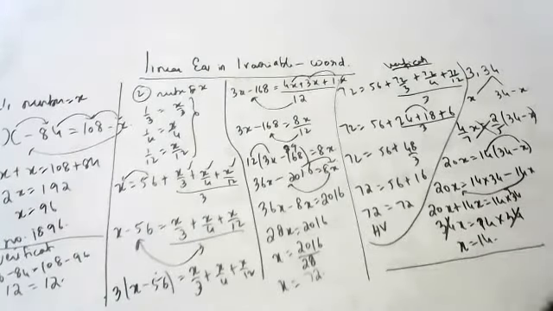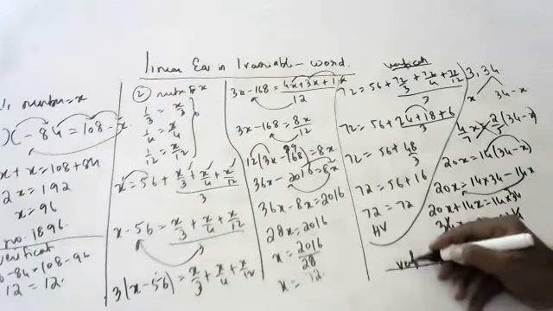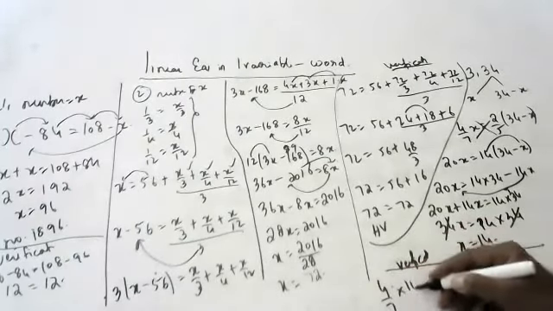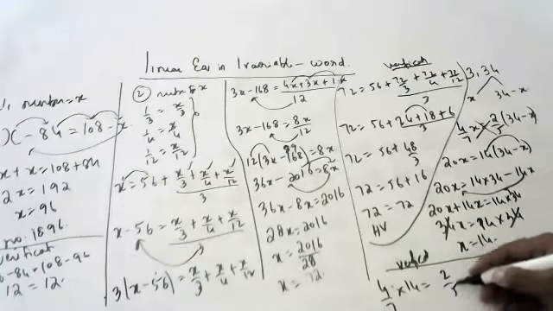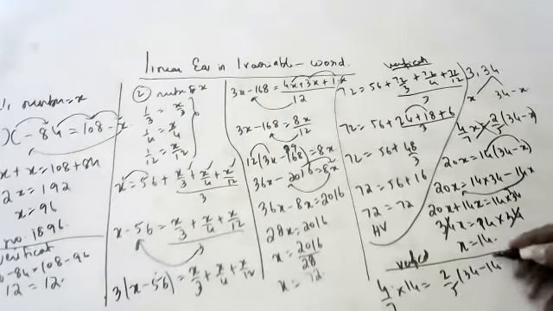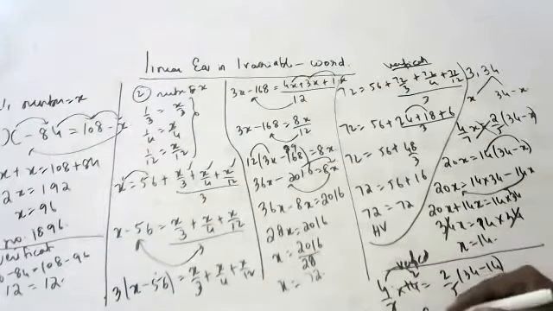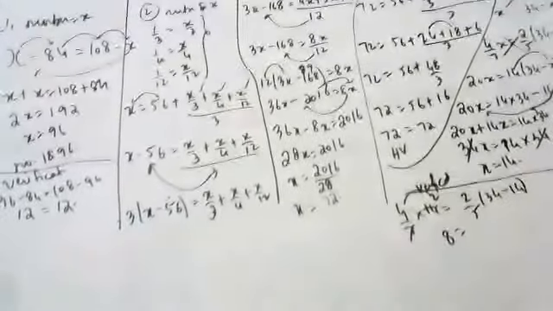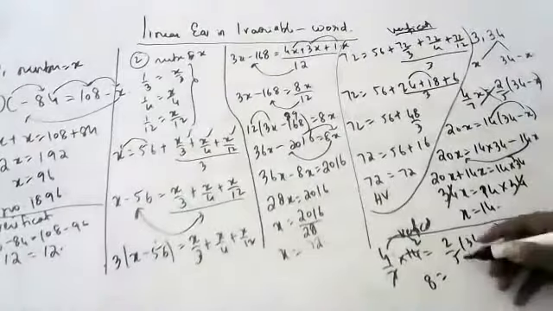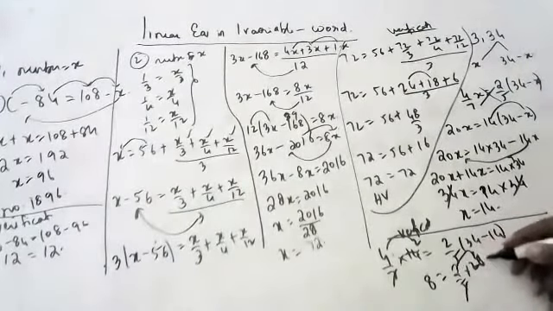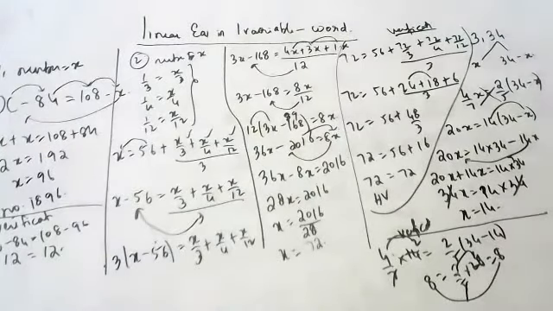Let's do verification. Will you do verification? Yes, sir. 4/7 of 14 is equal to 2/5 of 34 minus 14, that is 20. 2 sevens are 14, 4 twos are 8. And 2 by 5 of 20: 5 fours are 20, 2 fours are 8. This is also 8. 8 and 8 are the same. Okay, like that you have to do.